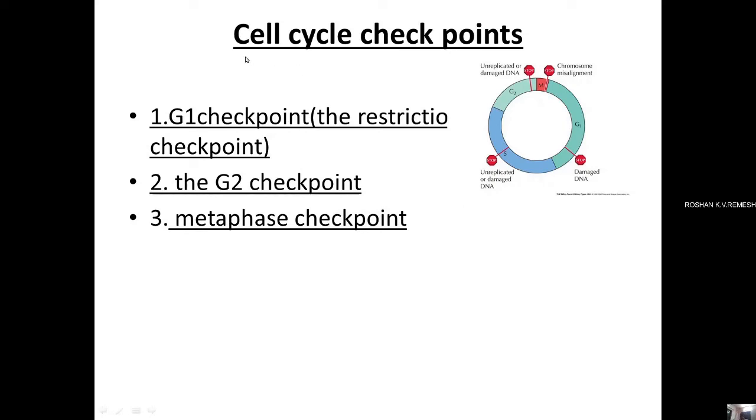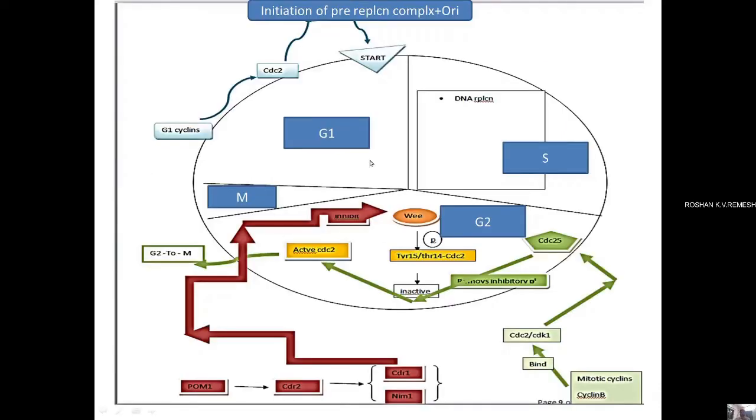Now we can go to the cell cycle checkpoints. There are mainly three checkpoints that can be seen in a cell cycle. One may be at the end of G1 phase, another may be in the G2 phase, and the third one can be seen at the middle of the M phase or mitotic phase. Now we can go into the details of cell cycle checkpoints.